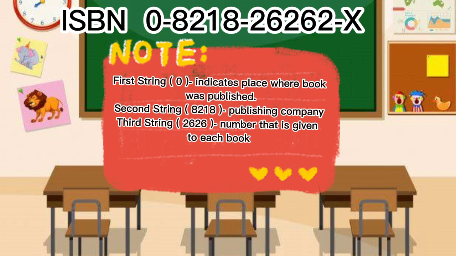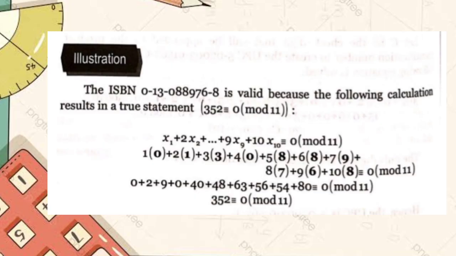The book should be the 2626th book that was published by the AMS since the introduction of the ISBN. The last part, X, is the check digit. It is the same as the number 10. The ISBN 0-13-088976-8 is valid because the following calculation results in a true statement where 352 is congruent to 0 modulo 11.